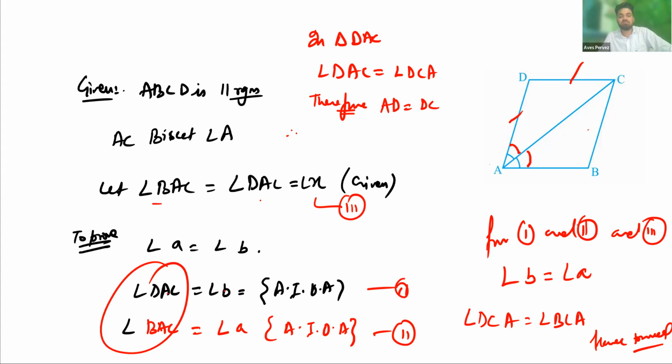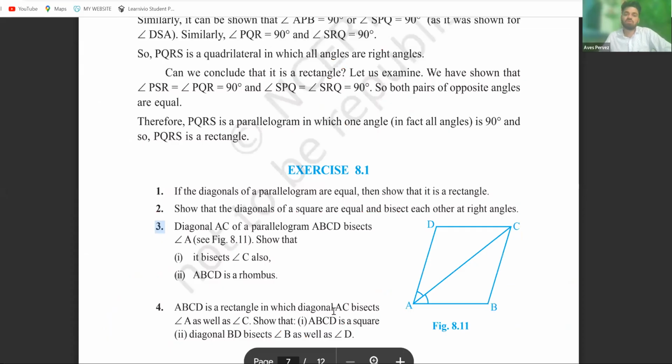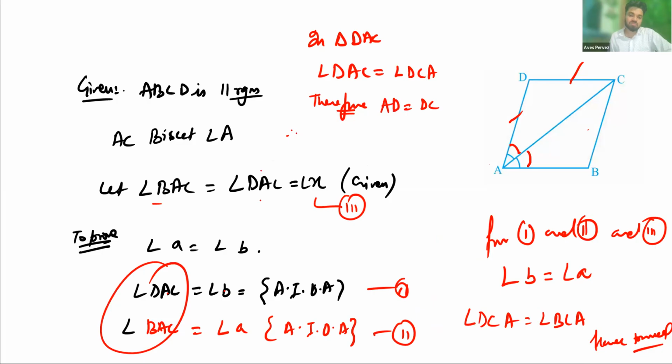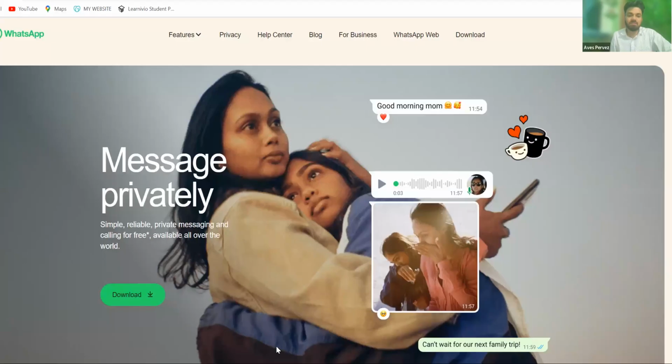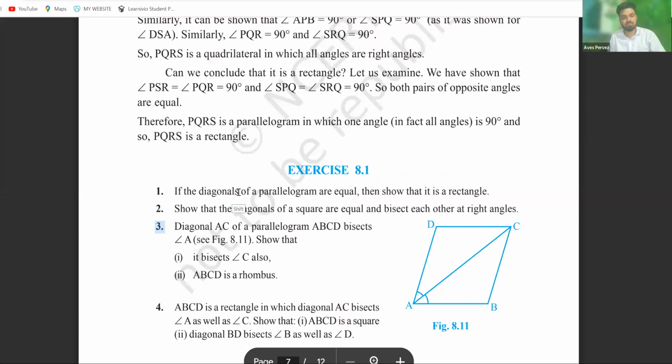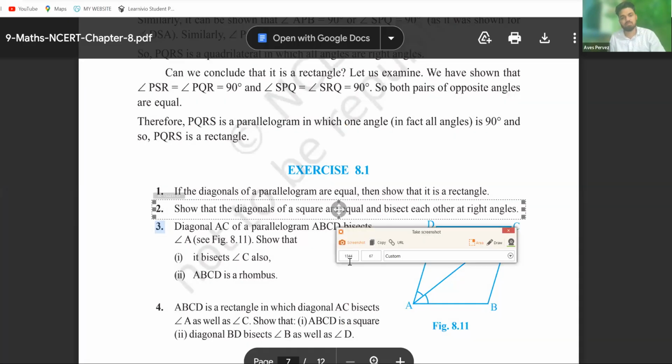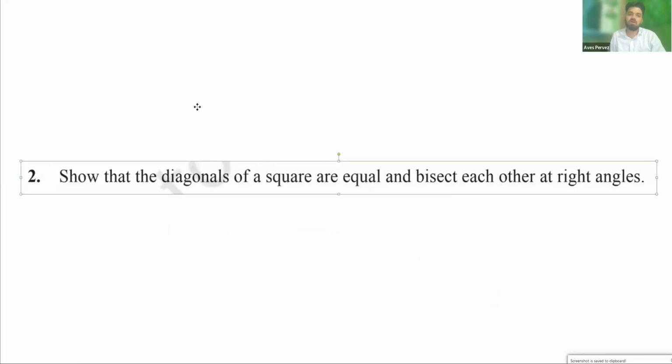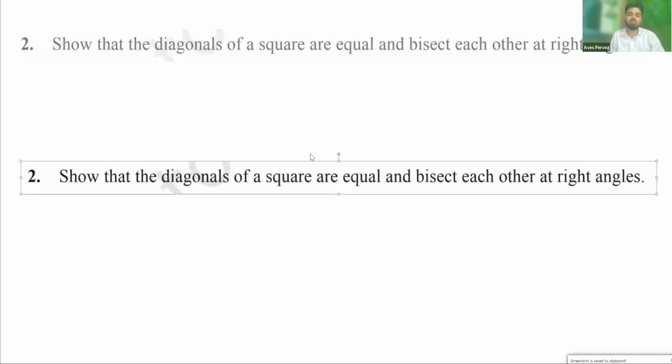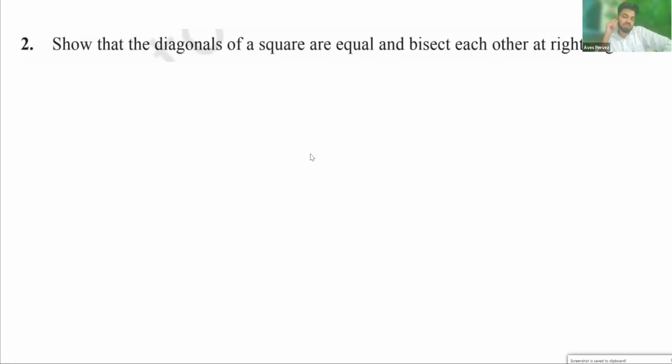So next is the question: show that the diagonals of a square are equal and bisect each other at right angle. How can you prove this one? Tell me. How can you prove this statement? Rima, try. Show that the diagonals of a square are equal and bisect each other at right angle.